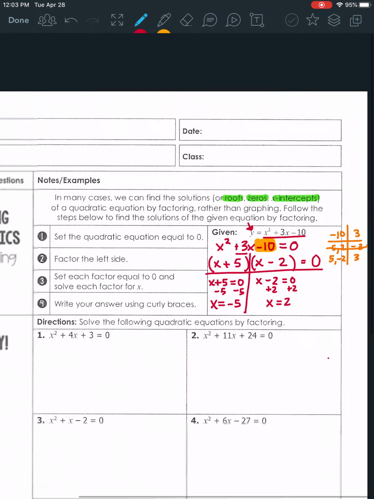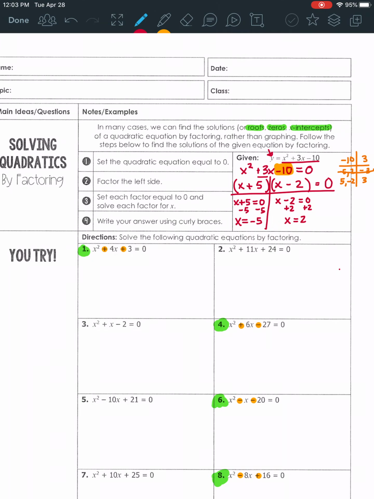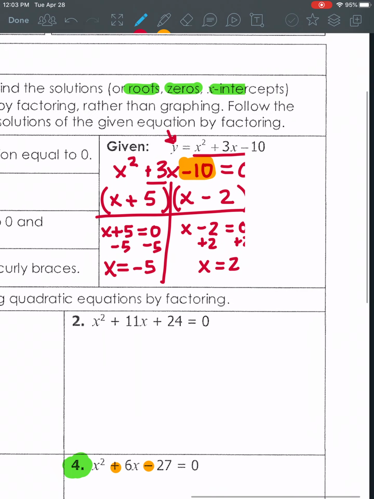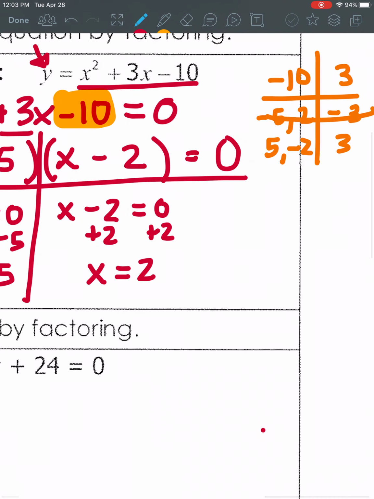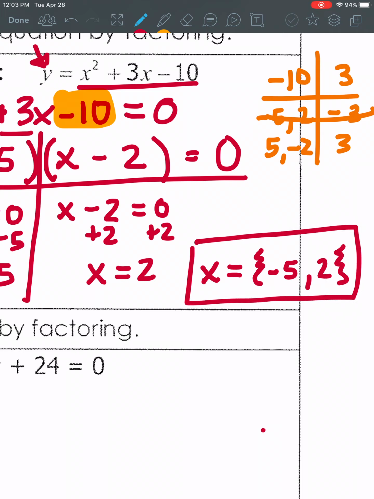So our two solutions, last step there, step 4, write your answer using curly braces. So x equals, we have -5 and 2. Remember, this isn't an ordered pair. There are 2 solutions to this.